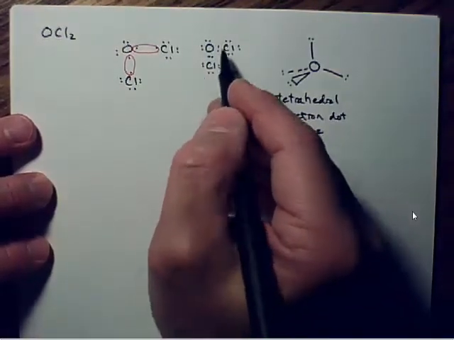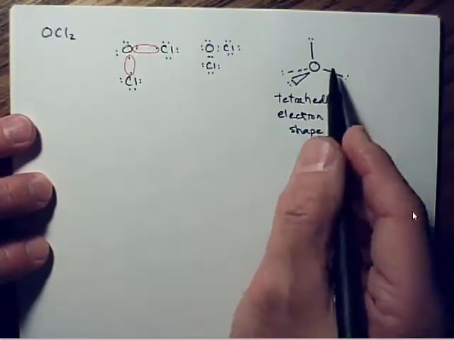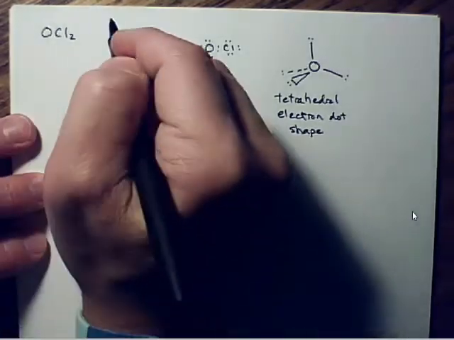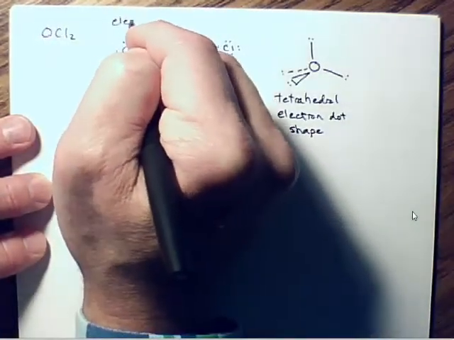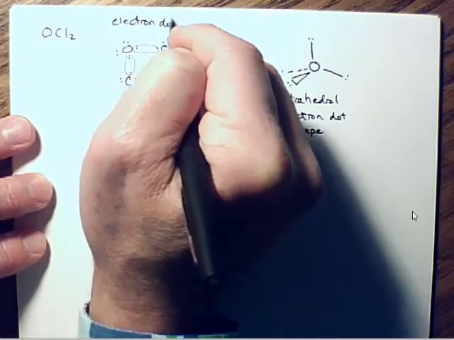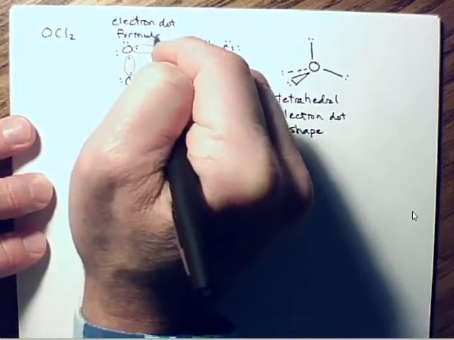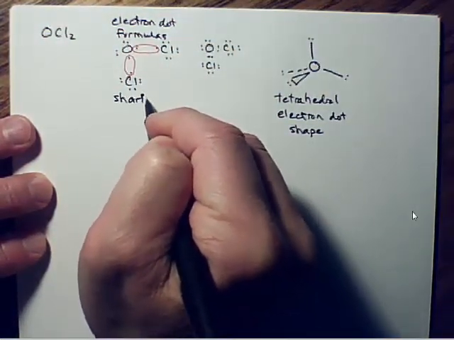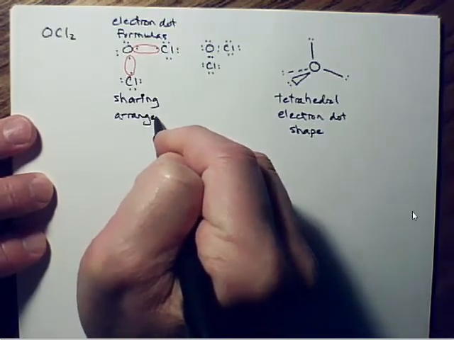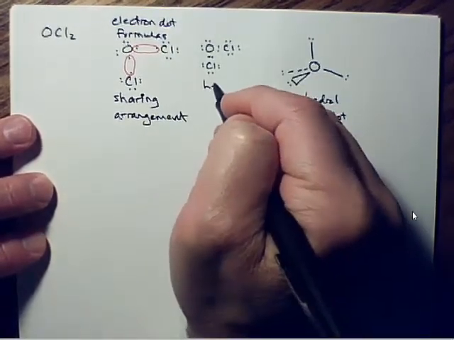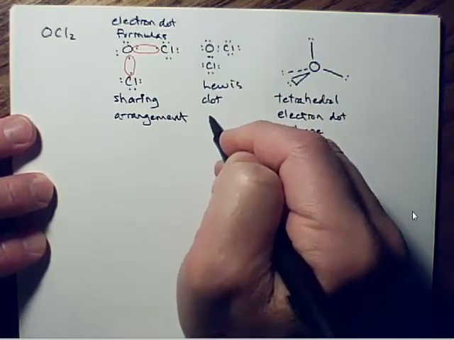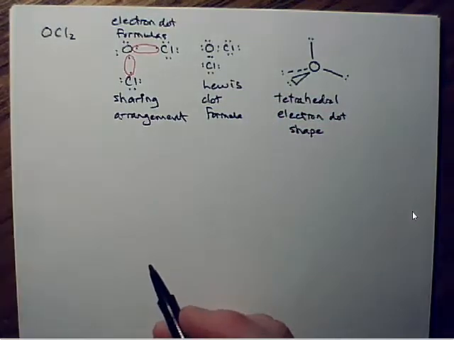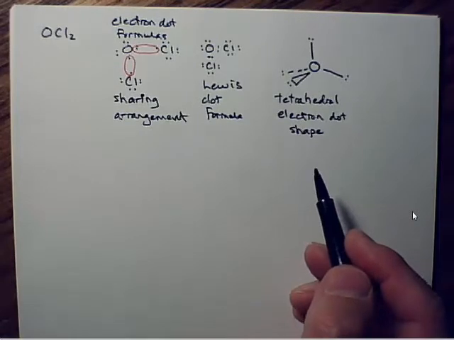Okay. So this is 2-dimensional. It's not really the shape. This is getting closer to the kind of shape for the molecule we're looking for. And we started out with what were called electron dot formulas. And then we made that into a sharing arrangement. Then we created a Lewis dot formula. And we've learned about Lewis formulas. We'll get back to those later, but we really don't need a Lewis formula to go to this. And then we get this electron dot shape.